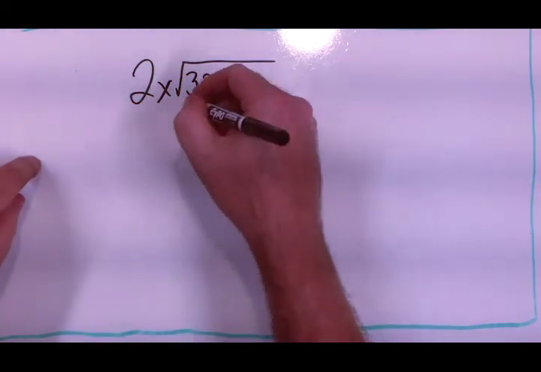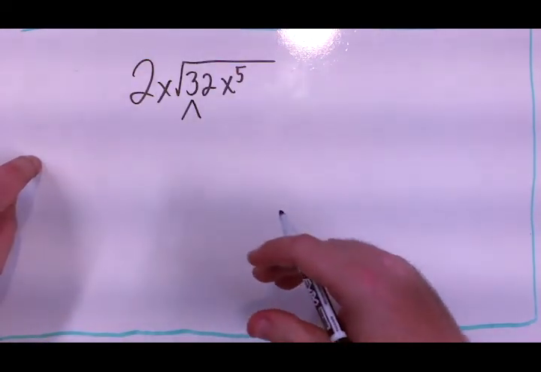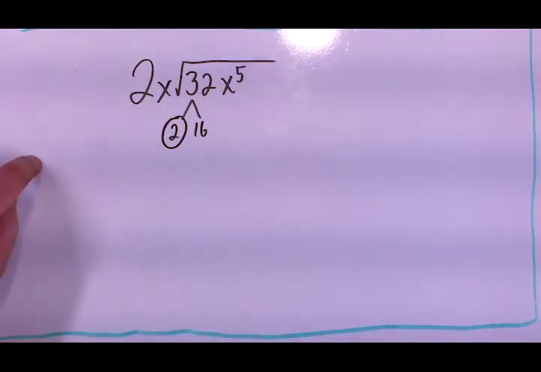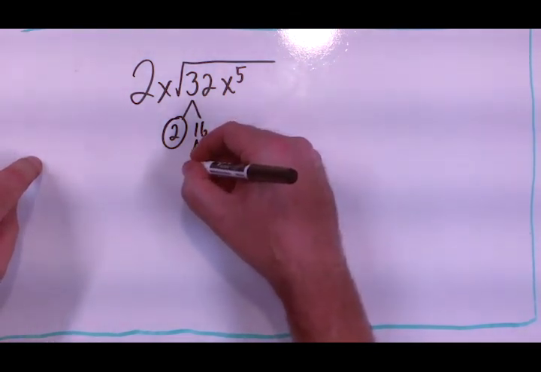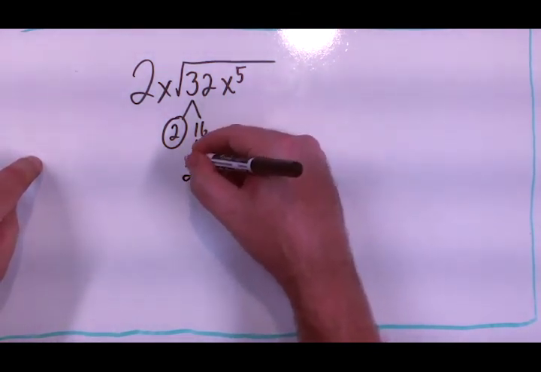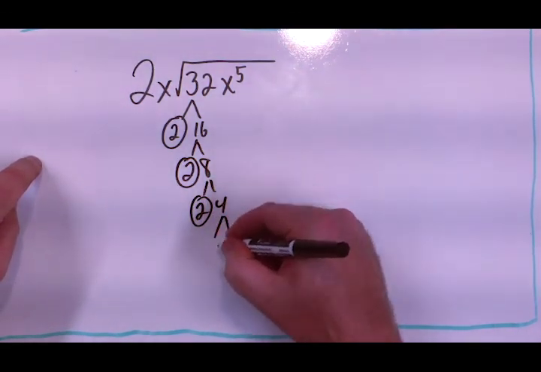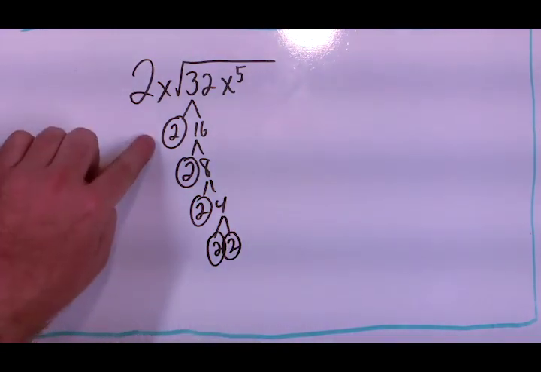I'm going to take the 32 and break it down. So what two numbers can I multiply and make 32? 2 times 16, 2's prime. 16 isn't, so we're going to keep breaking 16 down. I can do 2 times 8, 2 times 4, 2 times 2. Right? There's all my prime factors.